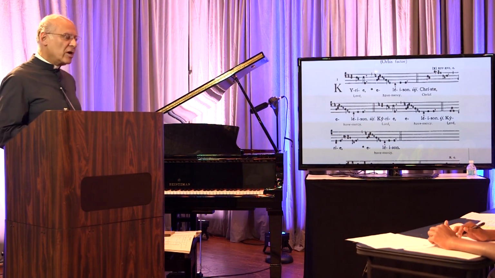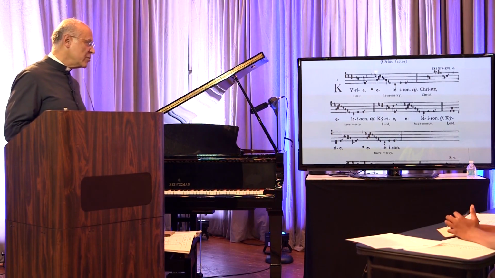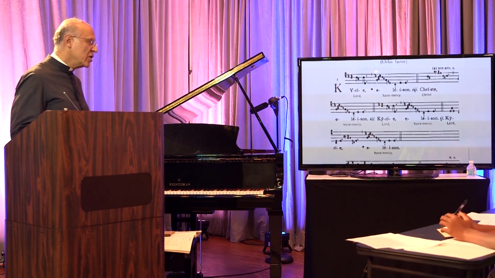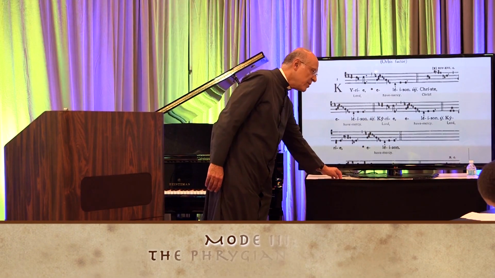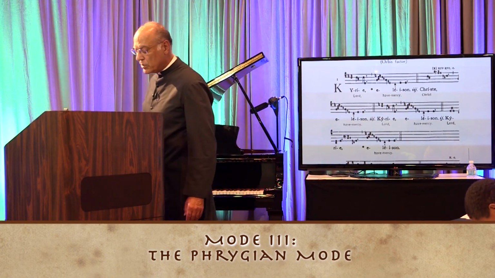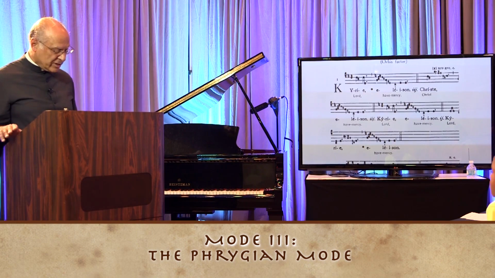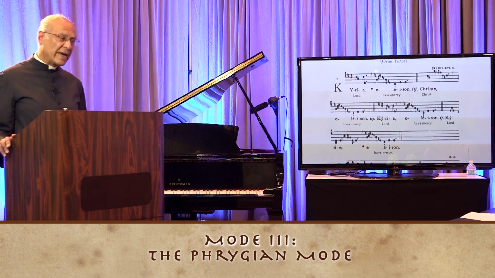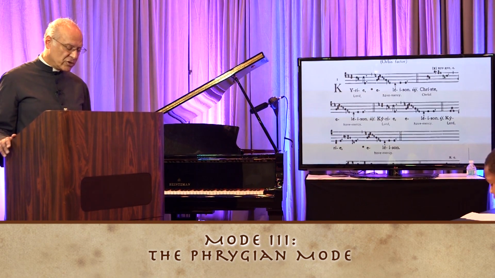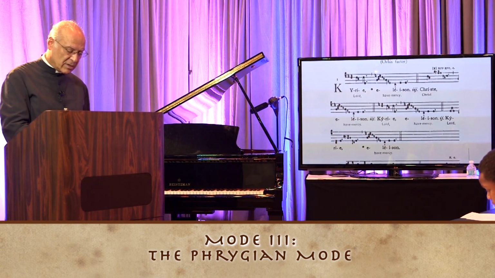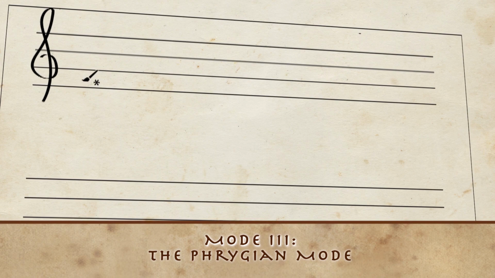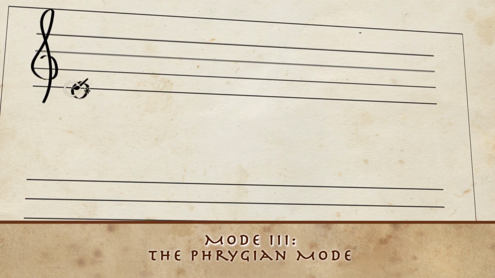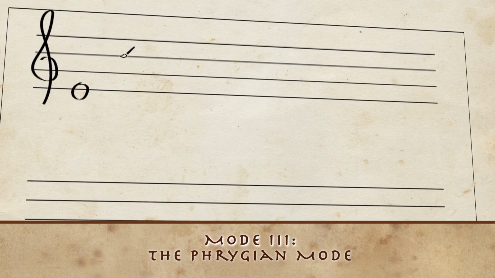All right, I'm going to skip the plagal modes for the moment. We're going to go to the next authentic mode, which is mode number 3. It has a name commonly used called Phrygian. These are Greek names that the church adopted. I'm going to do it in modern notation. In modern notation, I'm going to write mode number 3.